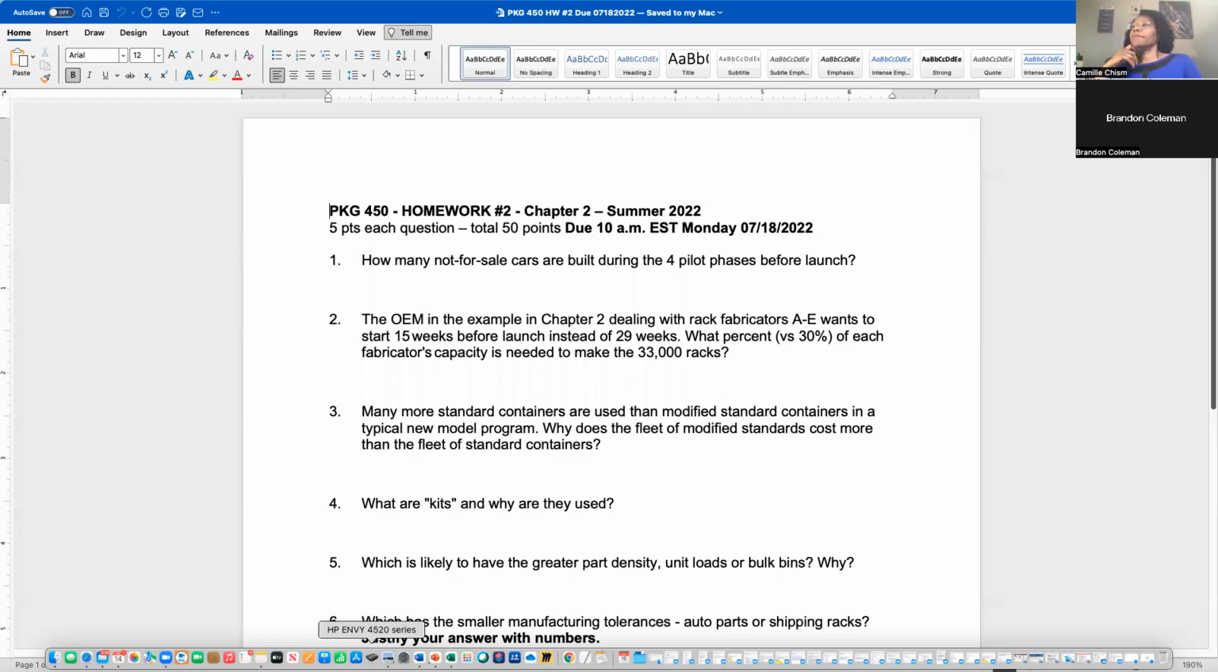Okay. So I just want to go over the homework really quickly. Again, if anybody has questions, let me know. If you have any calculations, make sure you show your calculations. But most of these, like the first one, you can get from your reading. We talked about the different phases. During this whole pilot phase, how many cars are going to be built as pilot vehicles before the launch?